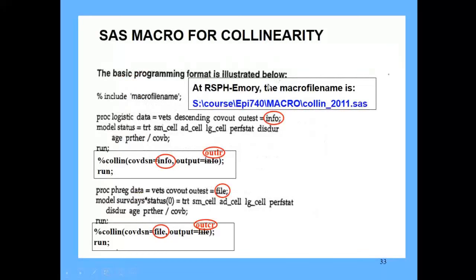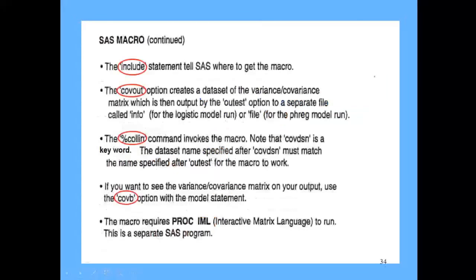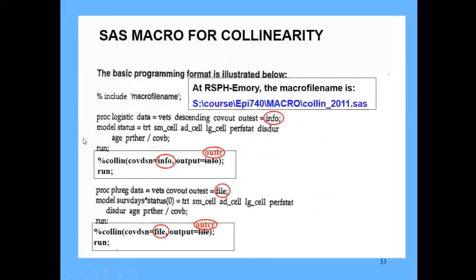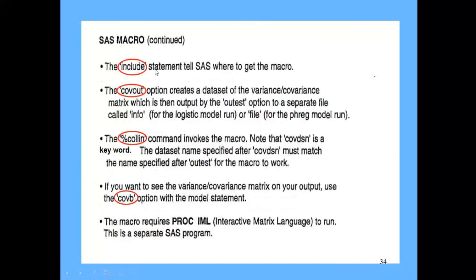There's some other things on that statement. There's a COV out, C-O-V out. You sort of have to put that in there, but you don't really need it. You'll never necessarily see it. It creates a data set of the variance covariance matrix, which is going to be used to compute the collinearity diagnostics. But the percent colon statement, over here and over here, you need, because that invokes the macro. That tells the computer to run the macro.